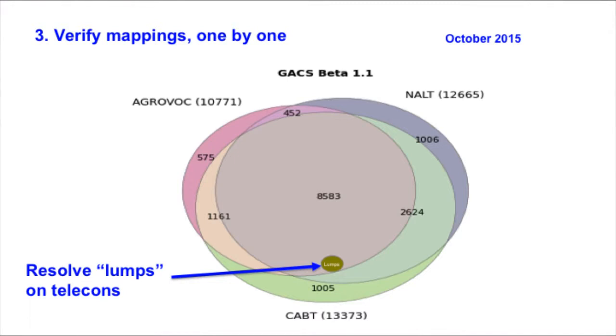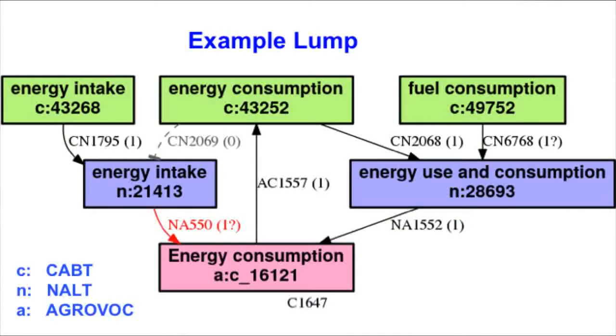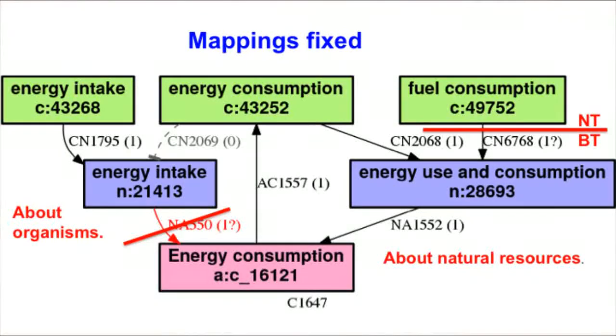So here's an example lump. In this case, we have six concepts, and I won't go into the details, but you can see that the mappings that were calculated for these concepts and then checked by hand don't quite match.